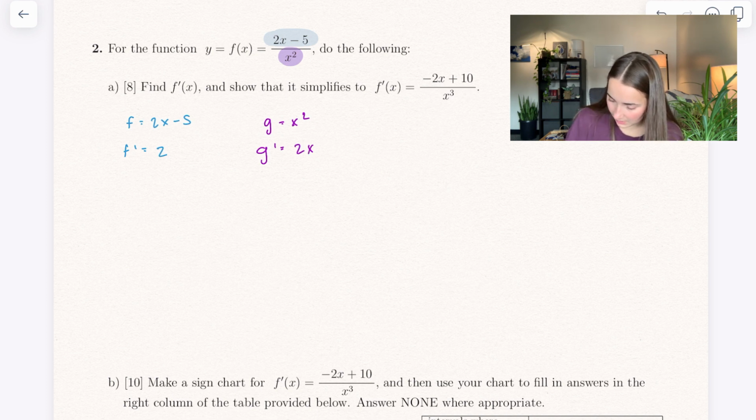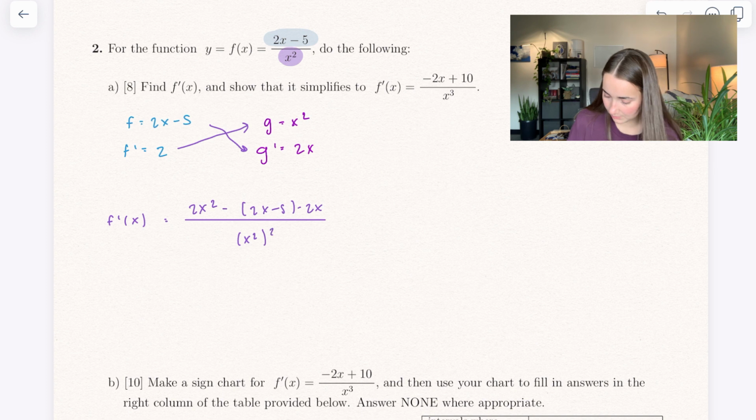So in order to find f prime of x, we are going to start at the bottom and work our way to the top. So here we get 2 times x squared, and now we subtract. And now we do the opposite multiplication, so (2x minus 5) times 2x. And then all of this will be divided by the denominator, x squared, squared.